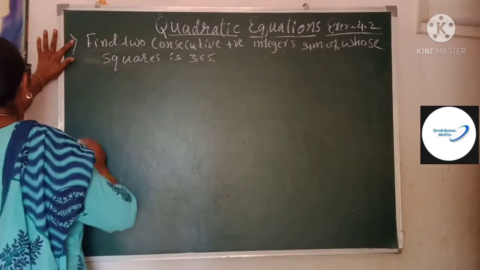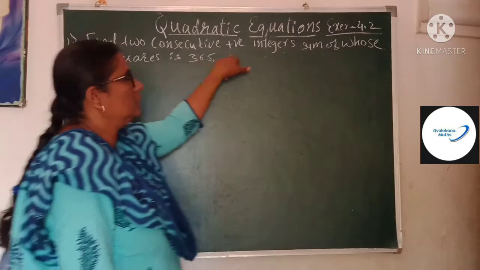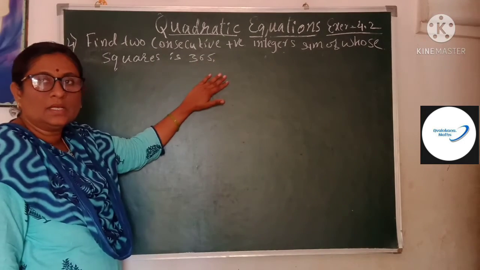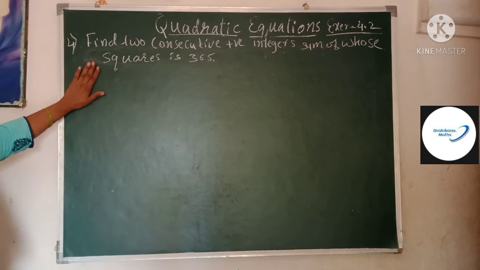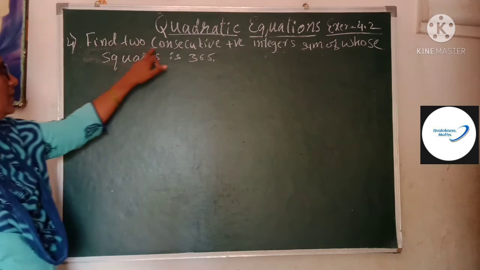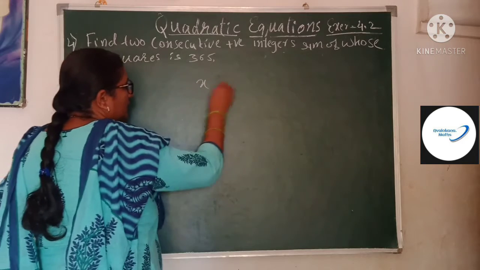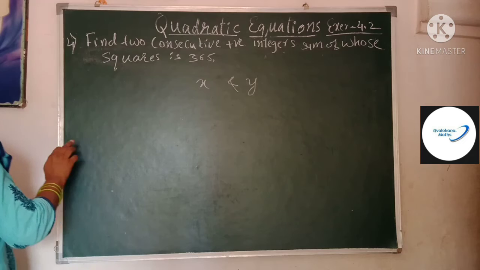Okay, the second question, that is the next question in the exercise. The first one is: find two consecutive positive integers, the sum of whose squares is 365. See, the problem is the same as the previous one. In the previous problem, find two numbers, the sum of the two numbers was given. Now you are given consecutive positive numbers. So in the previous problem you took x and y as different numbers. Now you are not allowed to take it this way.